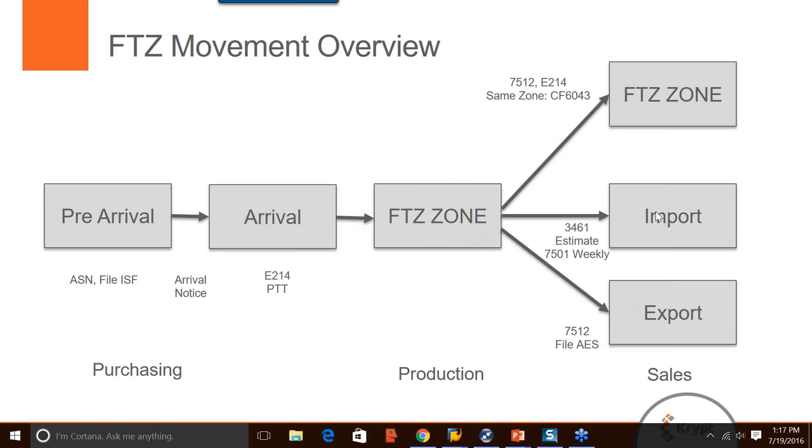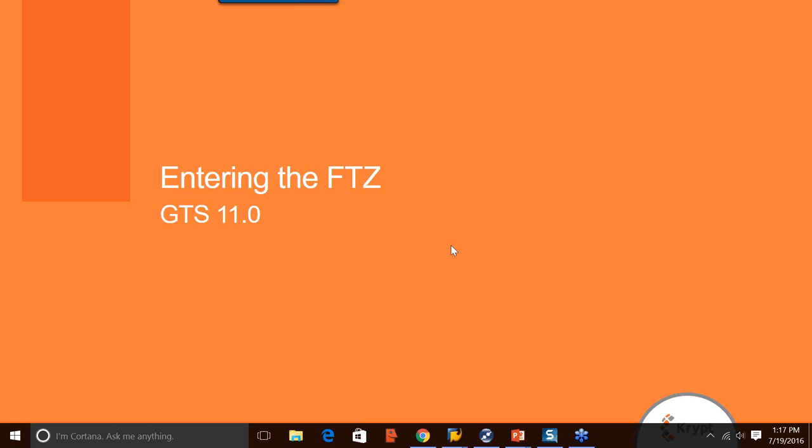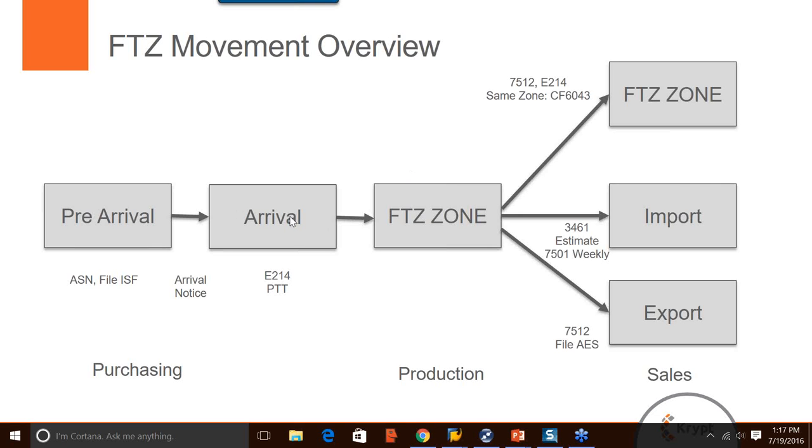Or if you're importing into the United States from the zone, you have several different options, but you'll file your entry and entry summary and move the goods out of the zone, and then they'll be posted as import into the commerce of the United States. So first, we'll go from the arrival into the zone and then out of the zone.